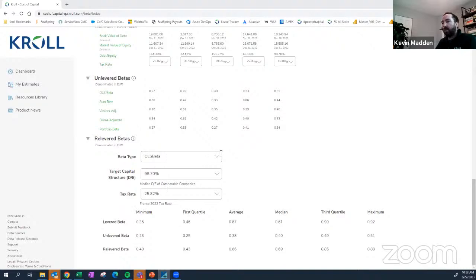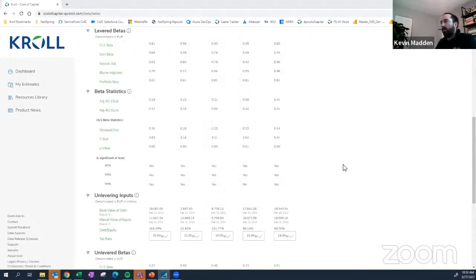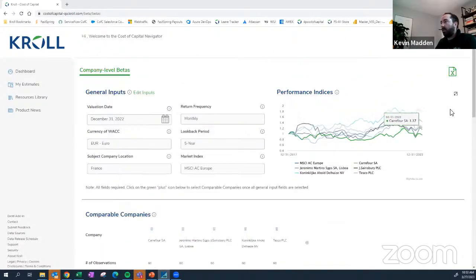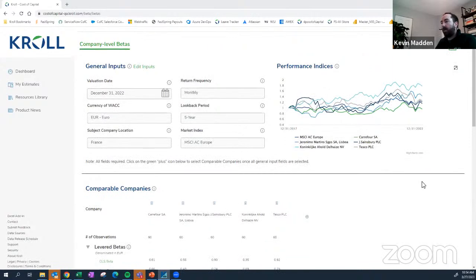Again, I've selected OLS beta. We can see the progression from levered, to removing debt to our unlevered beta, to re-levering based off of, here again, the comps, but our subject company's capital structure. We'll have the ability to export all your results into Excel. It will capture all the information you see here in the application.